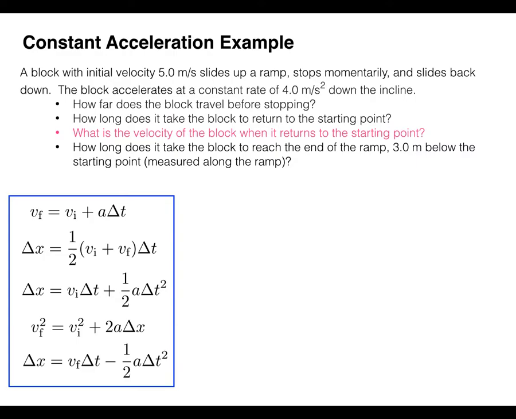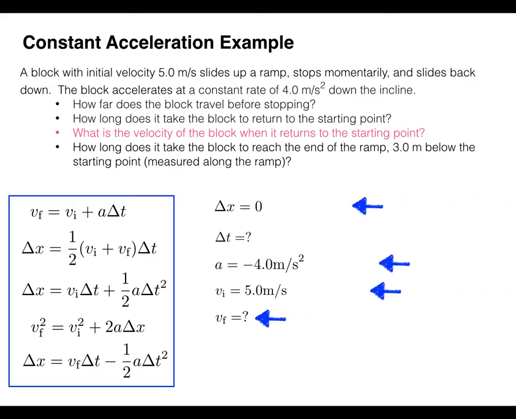What is the velocity of the block when it returns to the starting point? Well, this time we know, again, that delta x will be equal to 0 when the block returns to the starting point. We did determine the time that that takes in the previous part, but for the moment, let's not use that information, even though we have it. We know that the acceleration is minus 4 meters per second squared. The initial velocity is 5 meters per second. And we're looking for the final velocity of the block when it returns to the starting point.